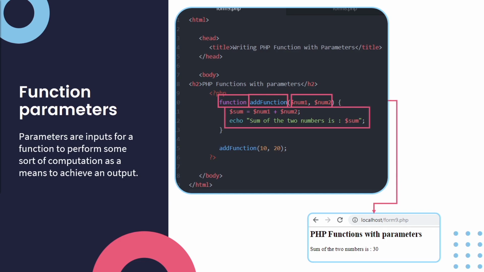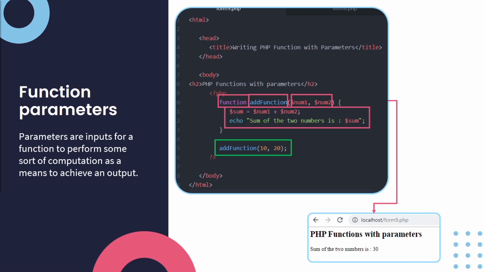We then run the block of code that is necessary for computation in this function. And in order to call this function, we have to actually call it by saying add function and supplying two parameters, which are 10 and 20. And the end result here is that we have an output of 30, as seen in our PHP functions with parameters. The result here is: sum of the two numbers is 30.